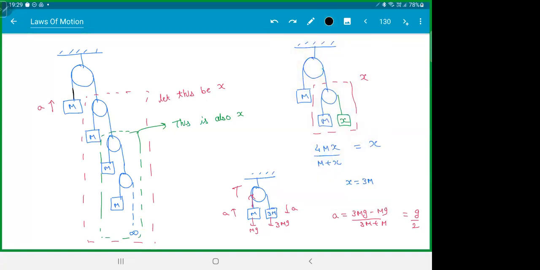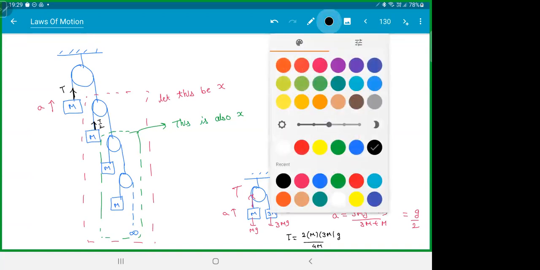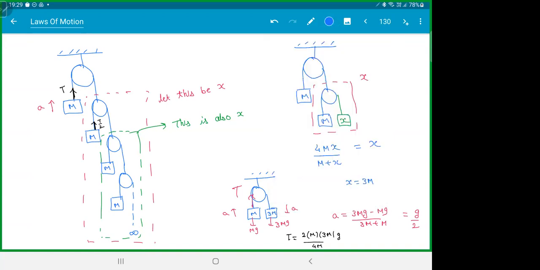I'll just add it there. So if this was T, this would be T by 2. So you can find from there. And here the tension would be 3m by 4 mg. Clear? Great. Can I turn the page? Any doubts on this? It's a good one.